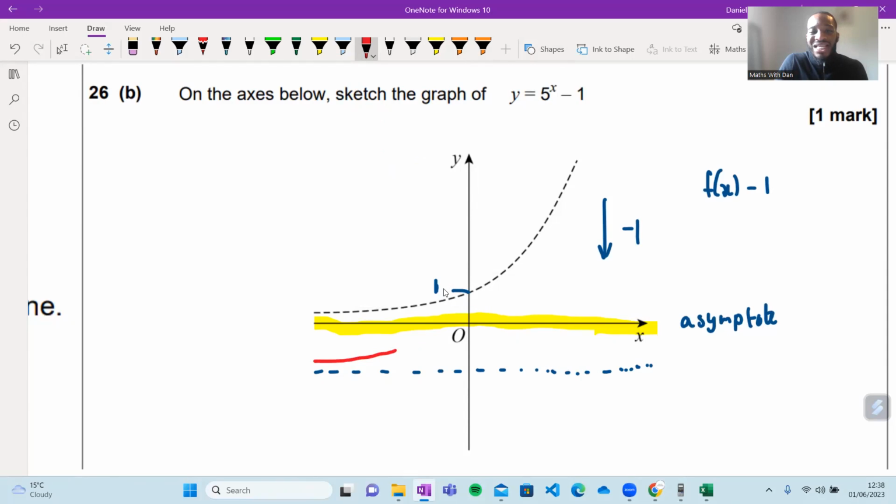And then remember, the y-intercept was 1, but I'm shifting everything down by 1 unit. So what would the y-intercept be now, guys? We're at 1, we're shifting it down. Exactly. It will just go through the origin. It will be through 0. So the graph will just look like this. Like that. Right? And can you see this graph has just translated downwards by 1 unit? That's why it's only 1 mark.